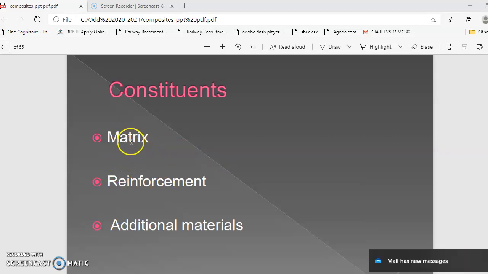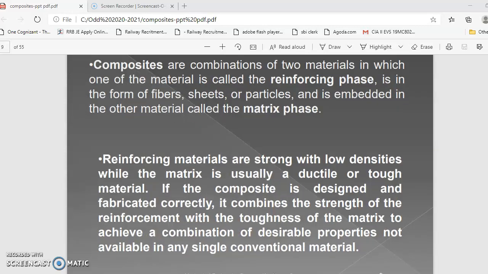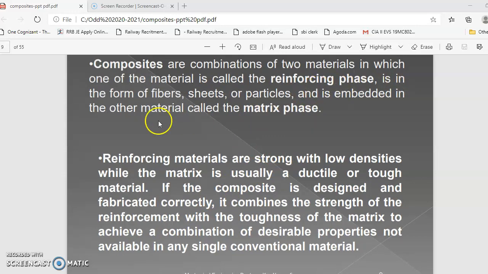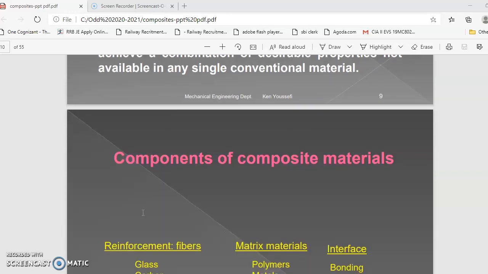Majority are the matrix and the reinforcement, and in some cases we also add some additional materials. Composites are combinations of two materials in which one of the materials is called the reinforcing phase. It is in the form of fibers, sheets or particles, and is embedded in the other material called the matrix phase. The reinforcing material gives the strength to the composite, so they are strong with low densities, while the matrix is usually a ductile or tough material.